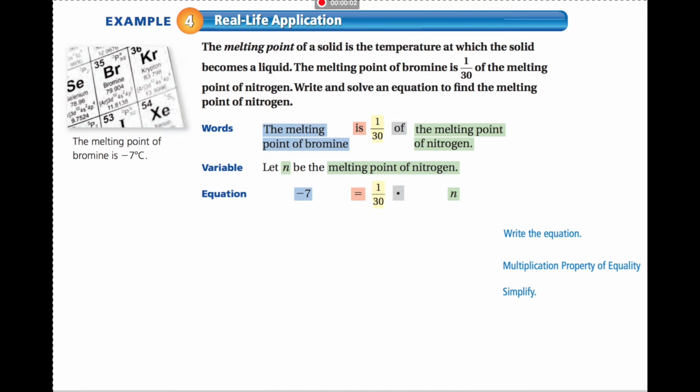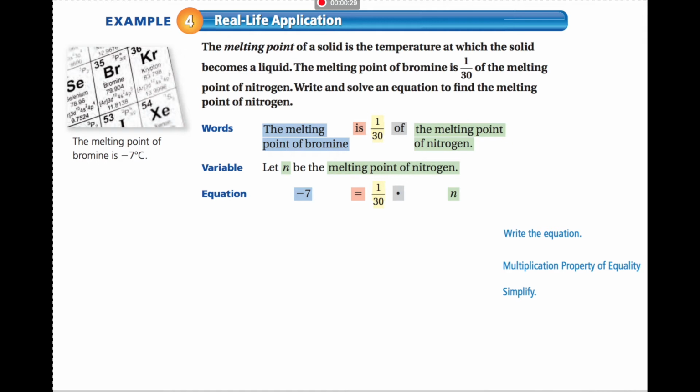Alright guys, and our last example today is going to be example 4, which is our real life application. This is usually a word problem in the examples. So, the melting point of a solid is the temperature at which the solid becomes a liquid. The melting point of bromine is 1/30 of the melting point of nitrogen. Write and solve an equation to find the melting point of nitrogen.